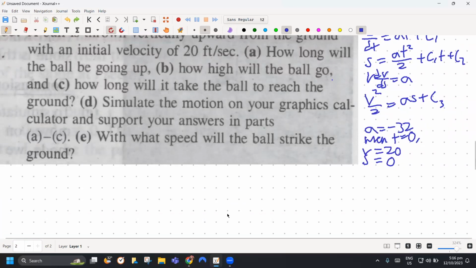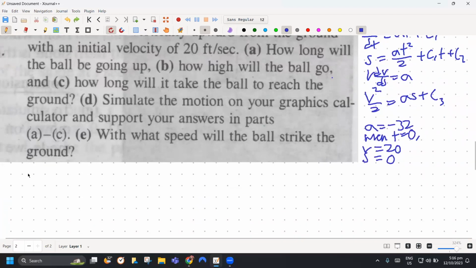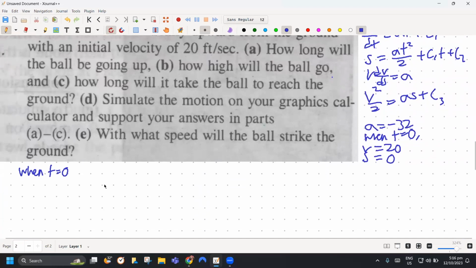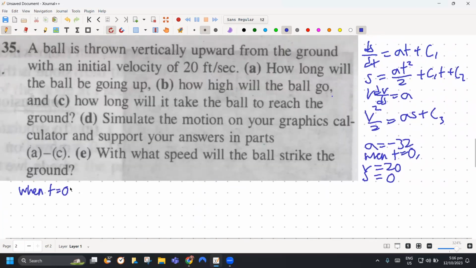When t equals 0, v equals at plus a constant. So 20 equals negative 32 times 0 plus c sub 1. So c sub 1 is 20. Then 0 equals one half times negative 32 times 0 plus c sub 1 times 0 plus c sub 2. Therefore c sub 2 is 0 and c sub 1 is 20.